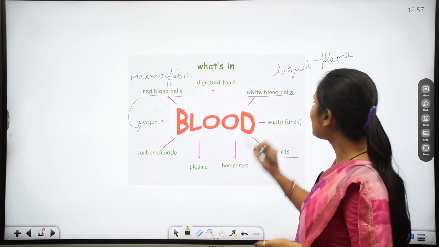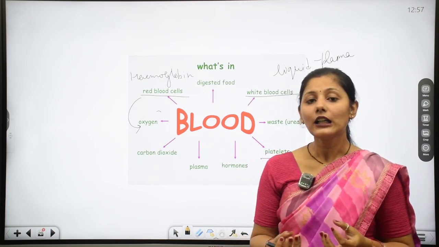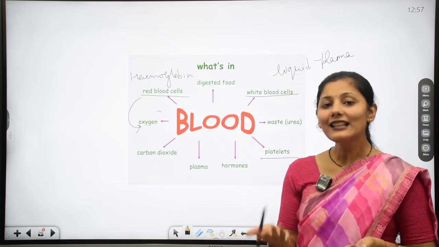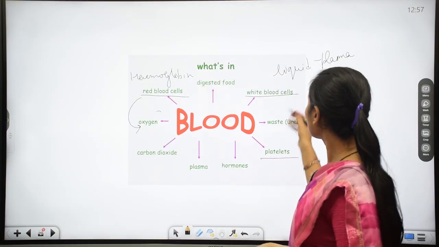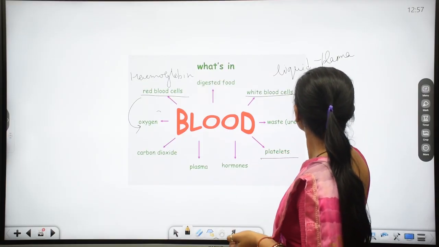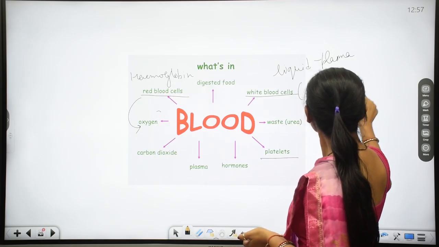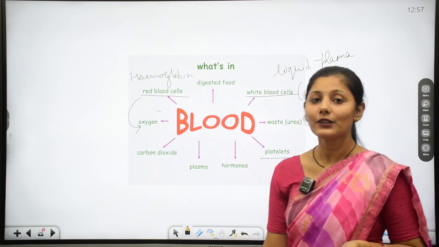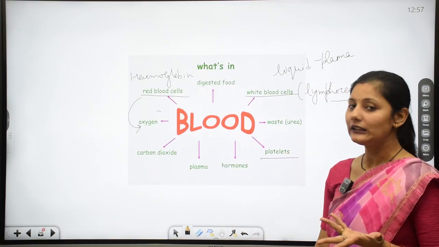Now the WBCs are known as the white blood cells, and these are responsible for protecting our body from any kind of infections or diseases, and these are also known as lymphocytes. The lymphocytes come from the lymph. We will discuss lymphatic system in another class also.